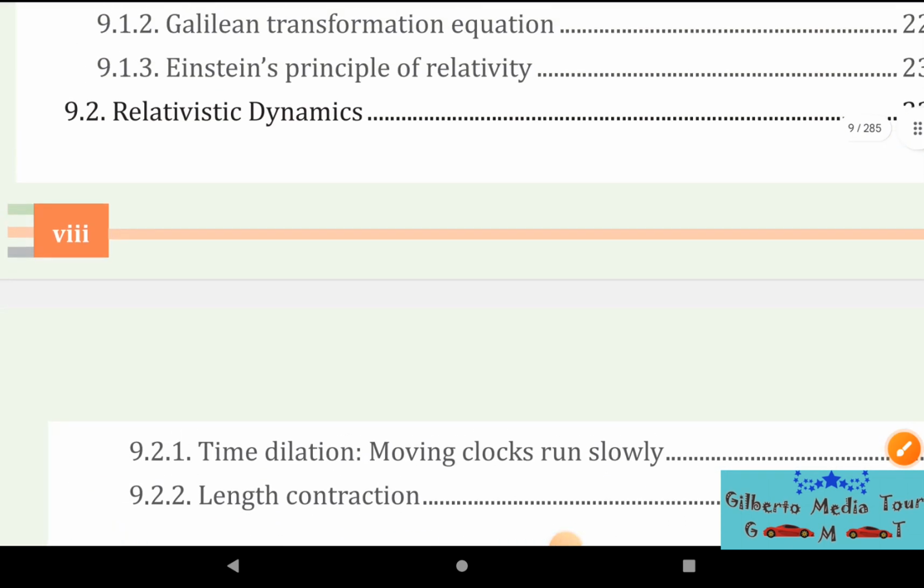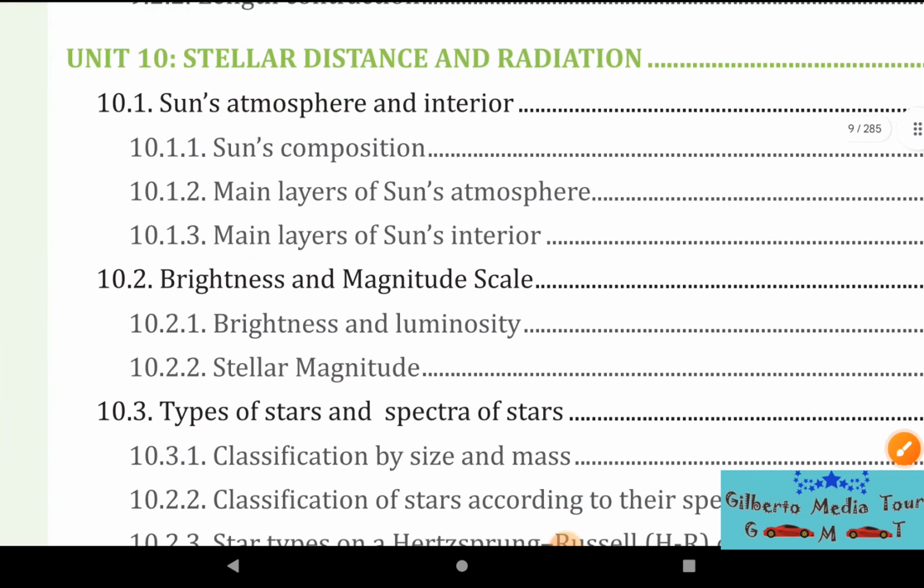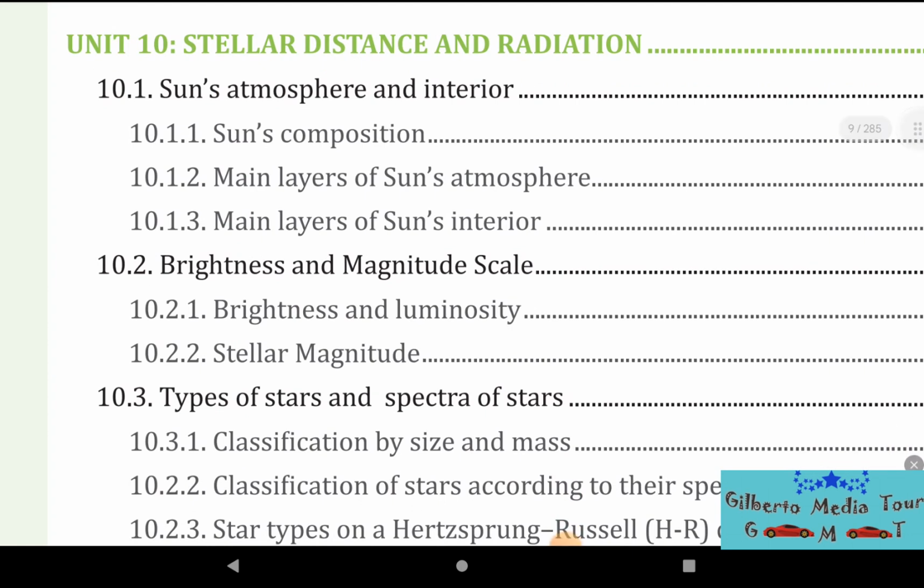Also, by ending this unit number 9, we shall try to see what is relativistic dynamics by defining time dilation and length contraction. What is the change in length and time if the body is moving at high speed, which is called the speed of light? So we shall try to see in depth. So in the last unit, in year 2 SME, also we shall try to see on the stellar distance and radiation.